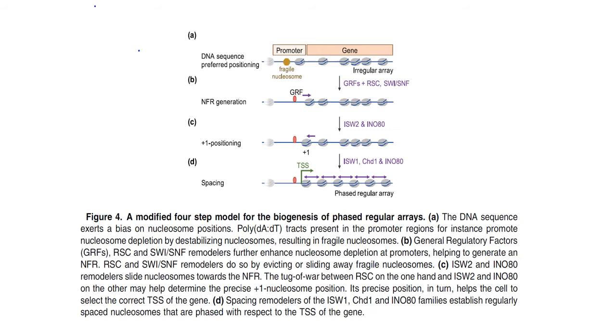So we're showing the binding of one general regulatory factor upstream of the first nucleosome, and then we're going to bring other protein complexes, SWI/SNF and the RSC complex, into play in order to move the nucleosomes around on the DNA template. Another set of remodelers includes the ISW2 and INO80 complexes, and these together collectively will create this phased regular array with the transcription start site correctly placed relative to the first +1 nucleosome. All these complexes are involved in generating this ordered array, which is optimal for transcription.